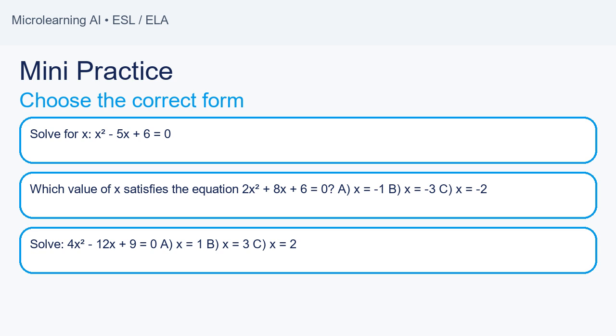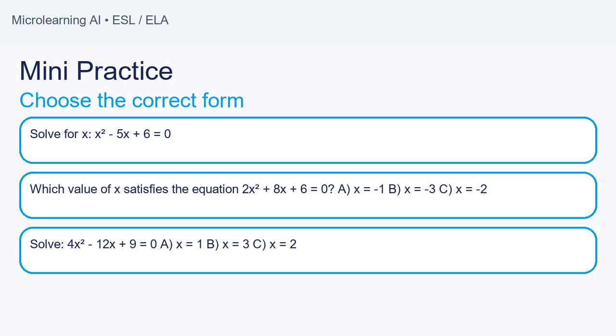2. Which value of x satisfies the equation 2x squared plus 8x plus 6 equals 0? A. x equals negative 1. B. x equals negative 3. C. x equals negative 2. Answer: B.